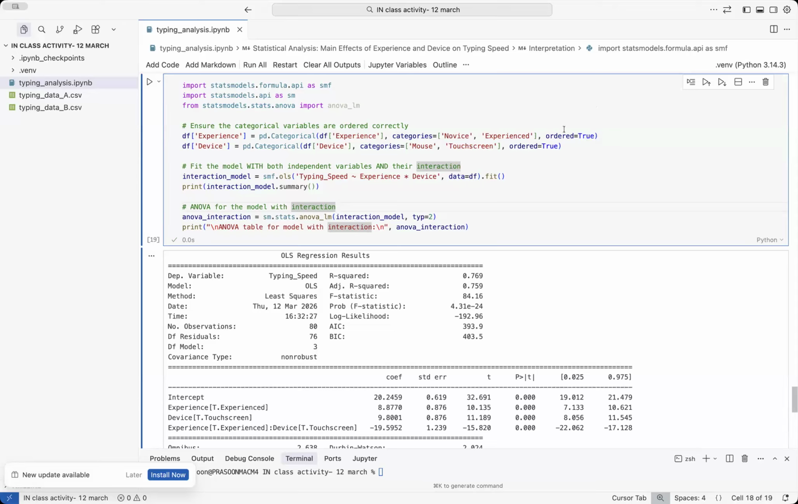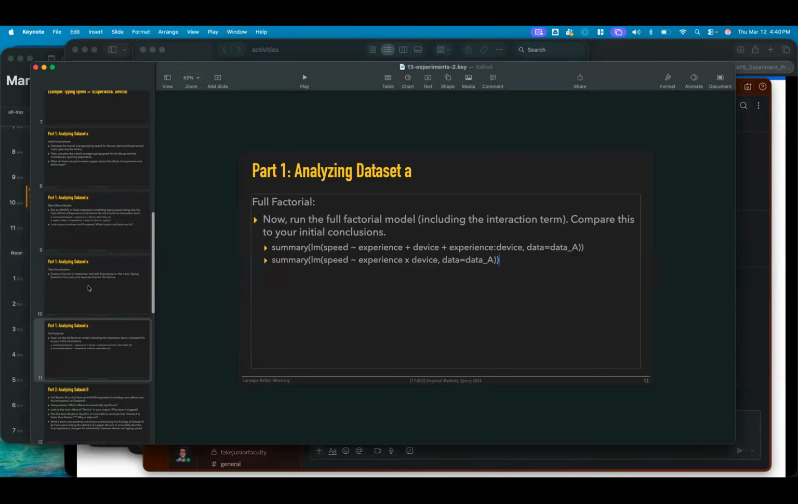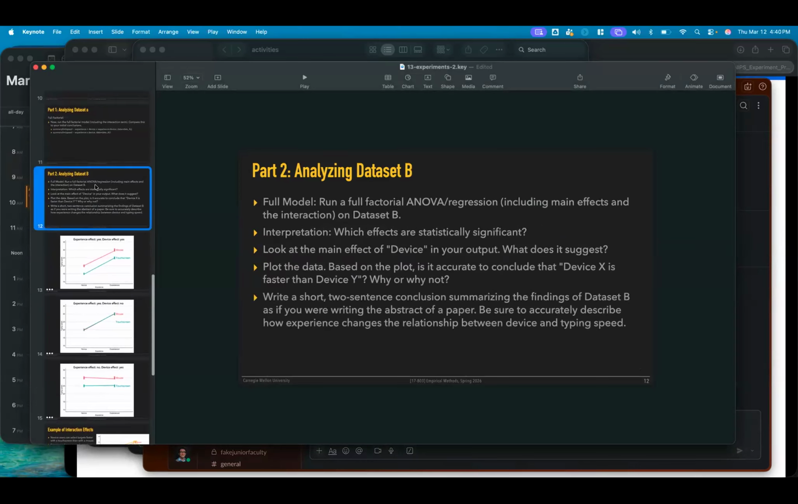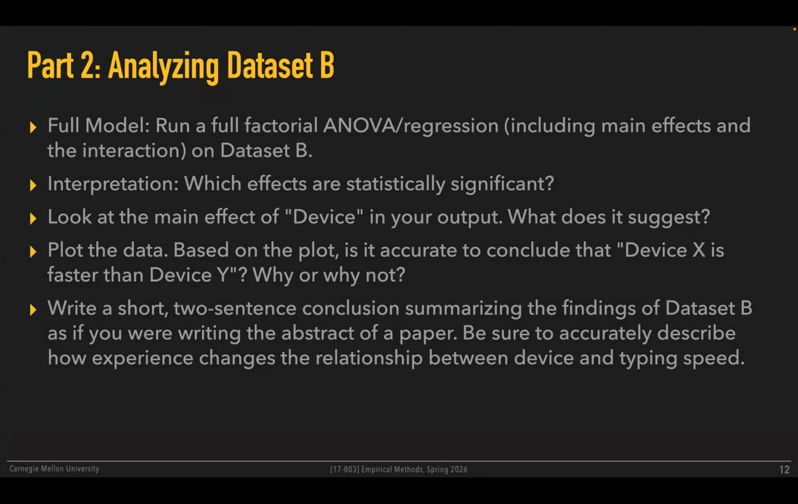Okay, then let's do a quick one. Let's see. Kick person out again. The quick one is the following. Let's look at the second data set now and do this again. You can directly run a regression similar to the one we have just run, but make sure you visualize the data as well.